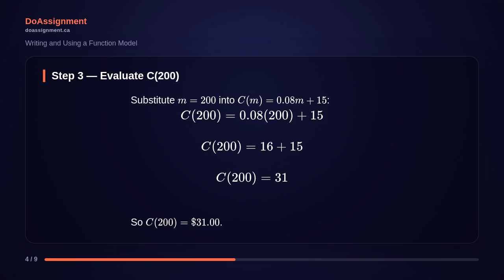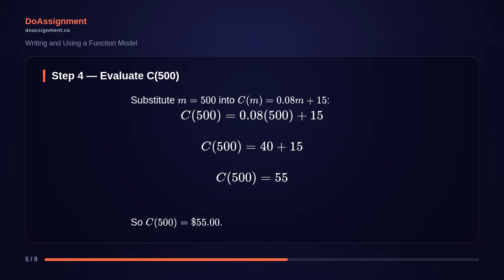To find the cost for 200 minutes, substitute 200 for m. 0.08 times 200 equals 16, and 16 plus 15 equals 31. So the total monthly cost for 200 minutes of talk time is $31.